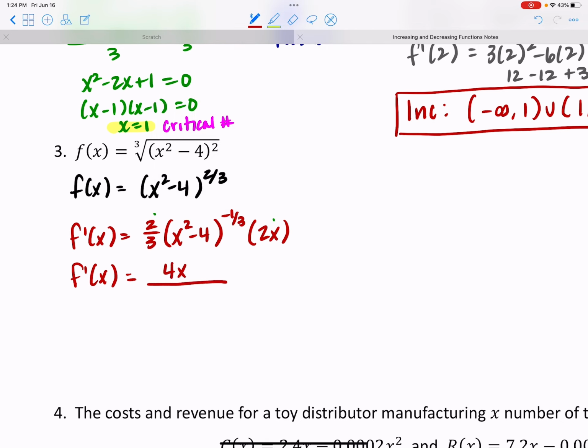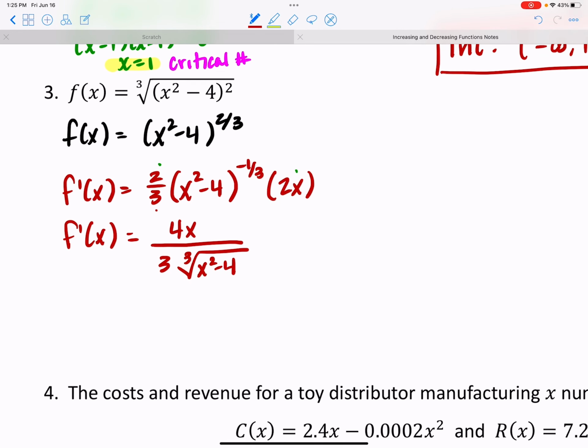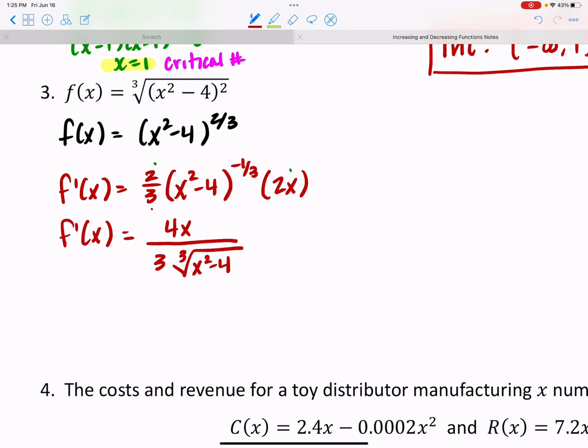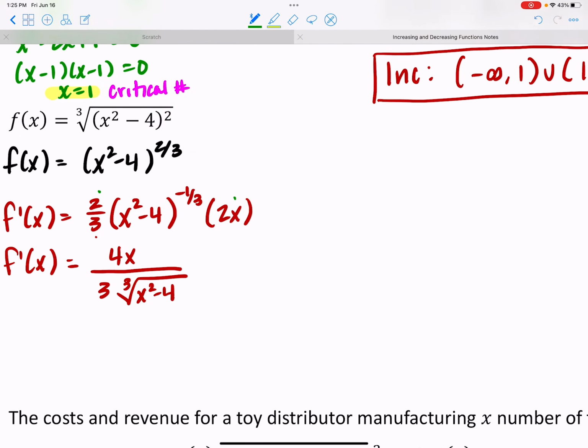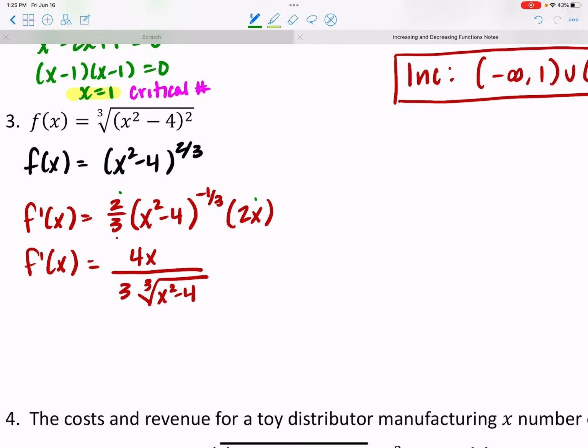And then in my denominator, I'm going to have that 3. And then this is going to go to my denominator as well because it has a negative exponent. And so that's going to be x squared minus 4 to the positive 1/3 on the bottom, which would be a cube root of that x squared minus 4 to the first power. Alright, so there's the cleaned up version of my derivative. Now what I need to know are the critical numbers. Where is this derivative going to be equal to 0? Where is this derivative going to be undefined? So let's start with, where is f prime of x equal to 0?